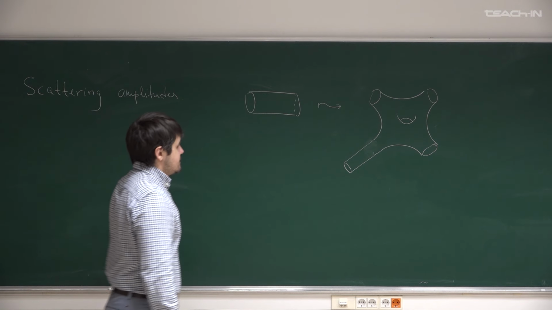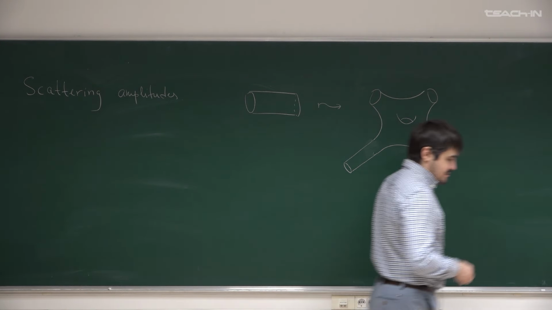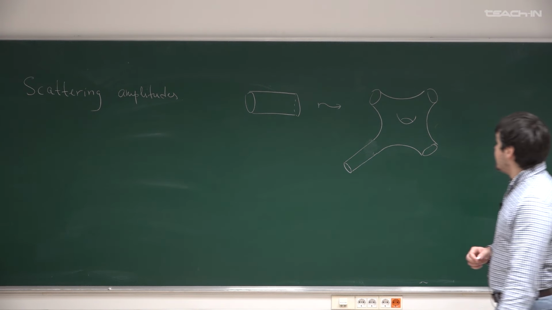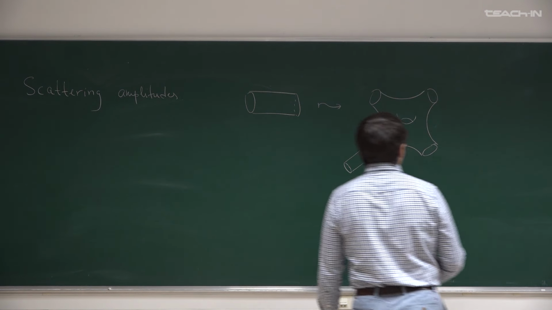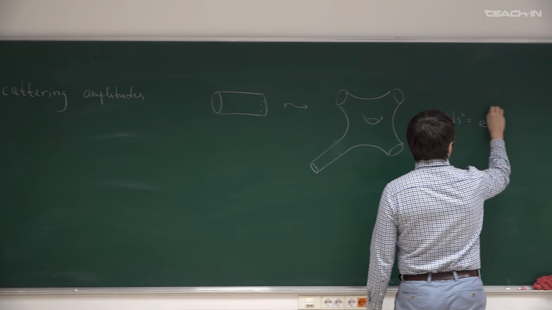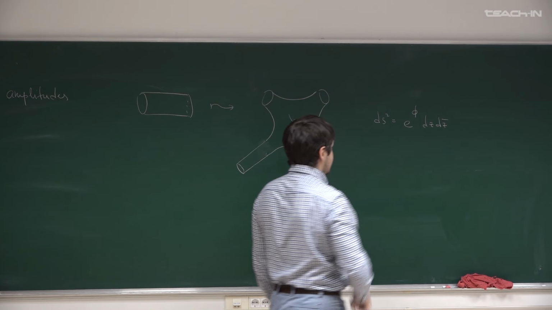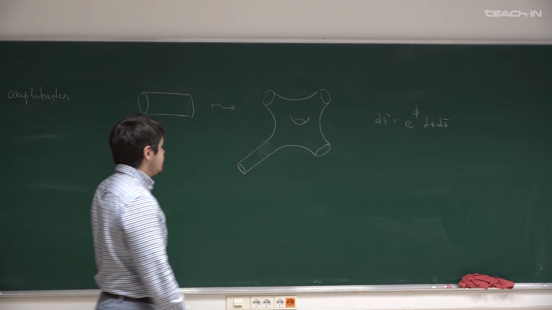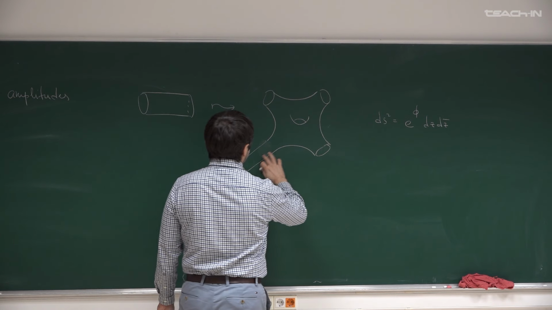And we want to approach this in some more intuitive way. So how do you get this kind of geometry? First of all, your worldsheet metric, which is e to the phi dz dz bar, has some singularities as you approach these infinite cylindrical ends.